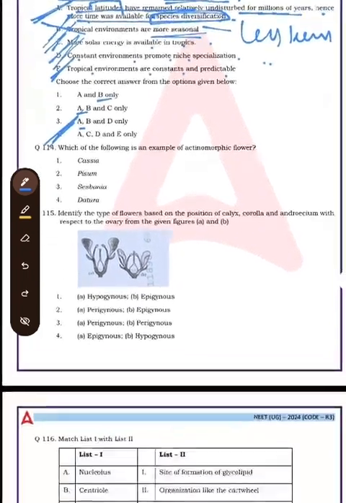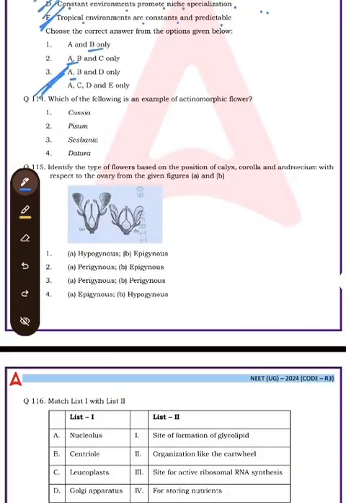Which of the following is an example of actinomorphic flower? Which is actinomorphic flower? Datura. Datura is an actinomorphic flower, and all these three are zygomorphic.